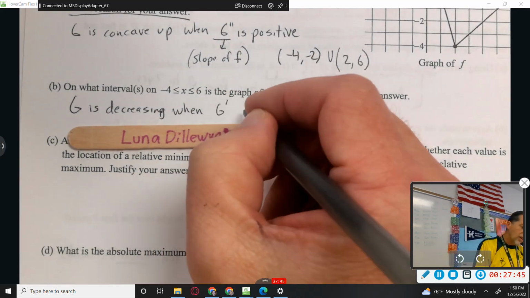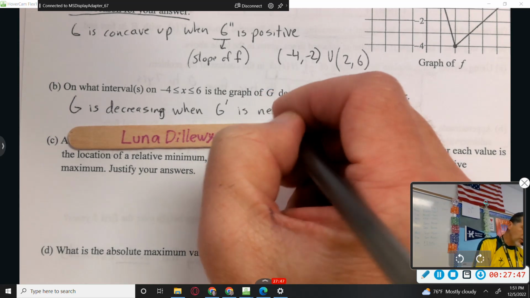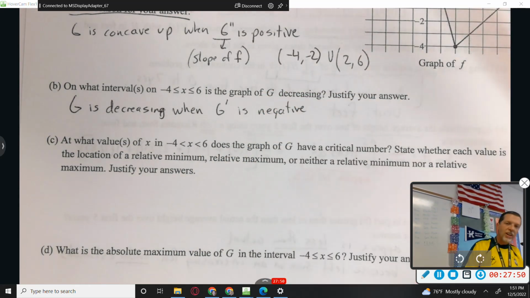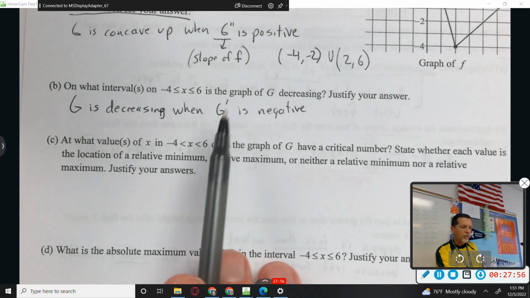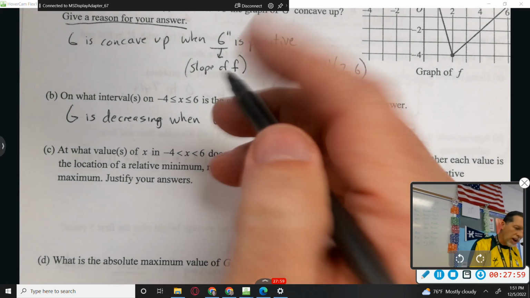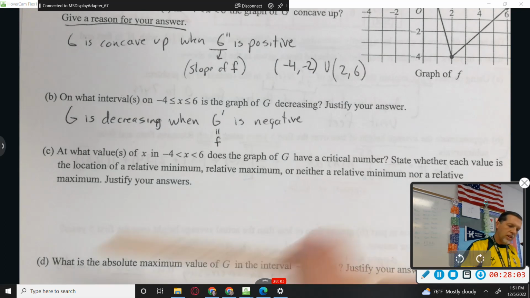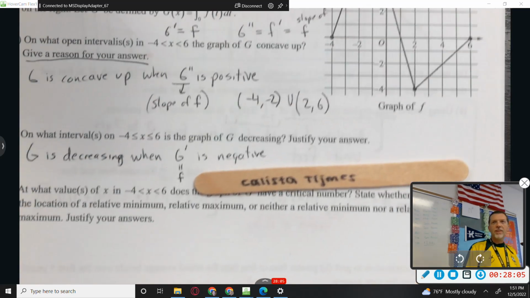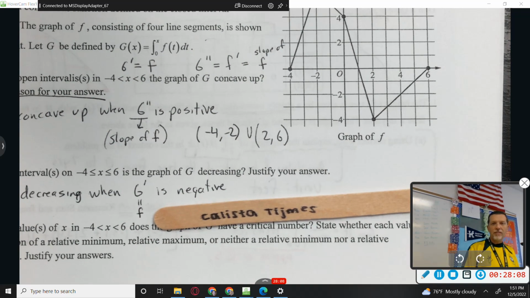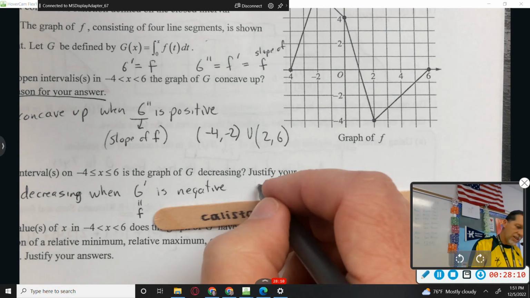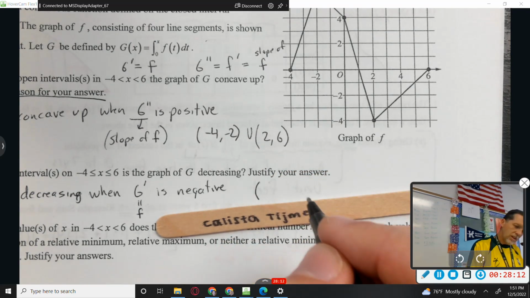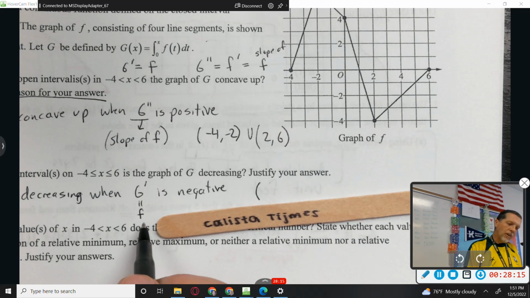So I think it's helpful to answer the question in terms of how it's asked first, and then try to translate it into F. So you're right, we do need to know what it means in terms of F. G is decreasing when G prime is negative, but G prime is equal to F. So Callista, I'm looking at the graph, and I want to know where the graph of F is negative. 1 to 6.